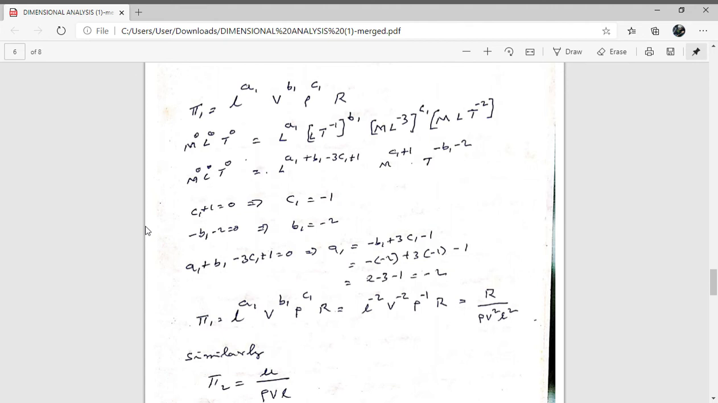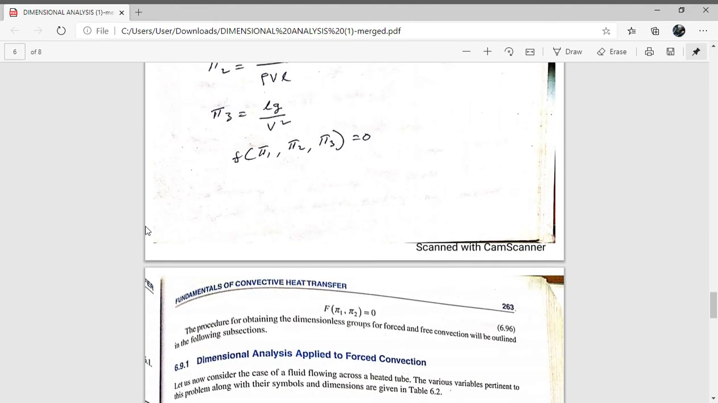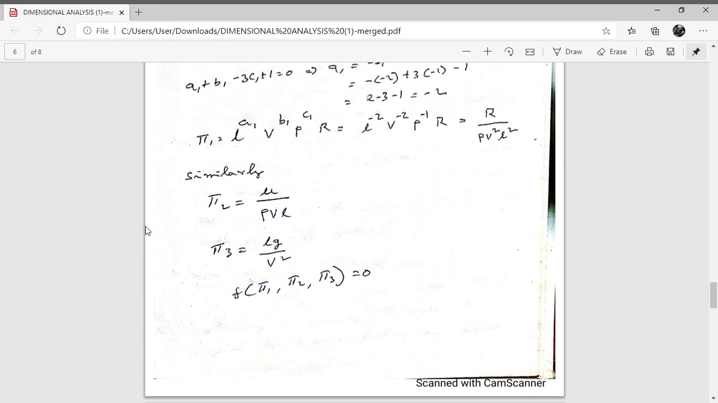Similarly, the remaining two terms, if you simplify, we will get pi 2 equal to mu by rho v L, and pi 3 equal to Lg by v square. So there are three pi terms. The function of pi 1, pi 2, pi 3 equal to 0, or pi 1 is a function of pi 2 and pi 3. Like this we can simplify complex heat transfer or fluid flow problems in terms of non-dimensional numbers.